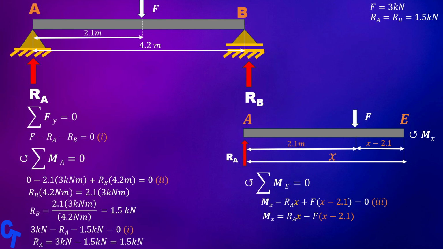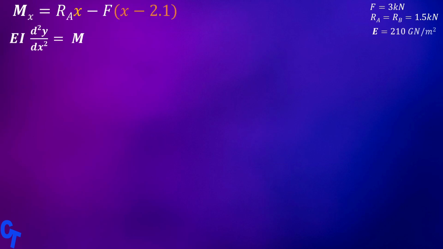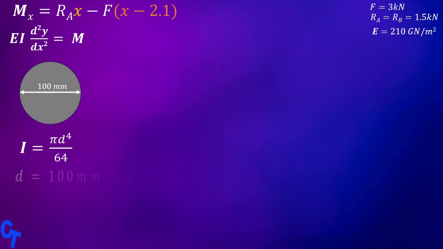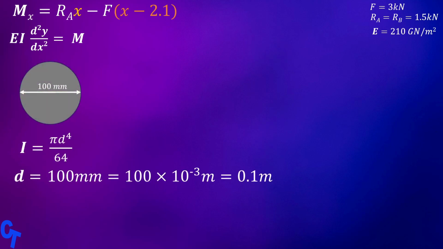We have M over EI. It's now time to find the moment of inertia for the circular cross-section. The moment of inertia is given by pi d to the power 4 over 64. Let's change millimeters to meters by multiplying 100 by 10 to the power -3. Now let's plug in the values, and I will be pi over m to the power 4 over 640,000.